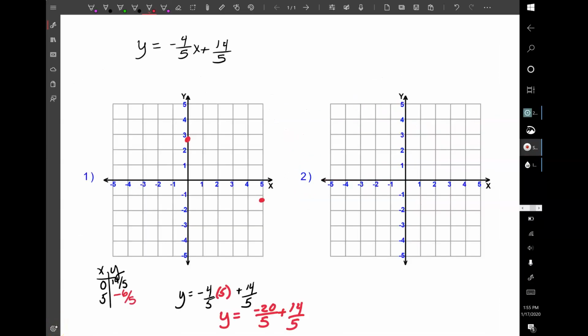So I have a graph grid here with an XY axis and 5 units up and down all around. What I did was just rewrite the equation: y equals negative 4/5 x plus 14/5. Now this one has fractions, so sometimes people shy away from graphing these, but I just want to show you that you can just use a table graph. You don't need to use the intercept method.